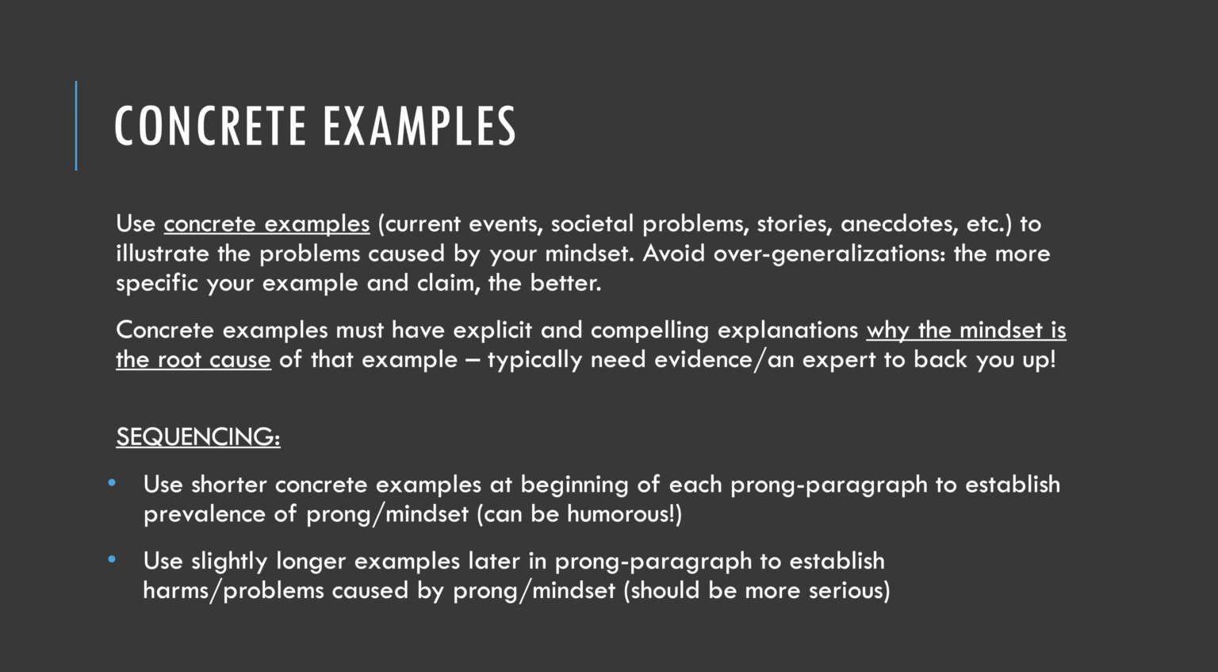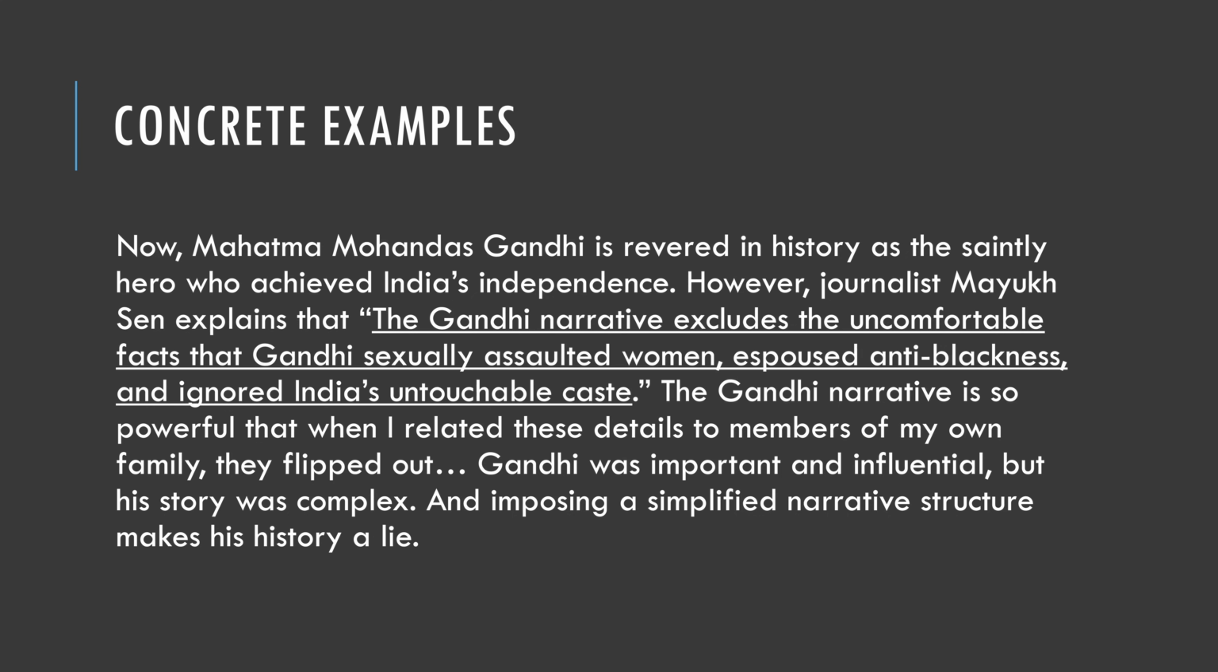Like if you just have short concrete examples, but you never explain how they link to the mindset, that's not ideal. Let's look at some concrete examples. So this is from JJ's speech, right? And he says, Gandhi is revered in history as the saintly hero who achieved India's independence. However, journalist Mayukh Sen explains that, quote, the Gandhi narrative excludes the uncomfortable facts that Gandhi sexually assaulted women, espoused anti-blackness, and ignored India's untouchable caste.